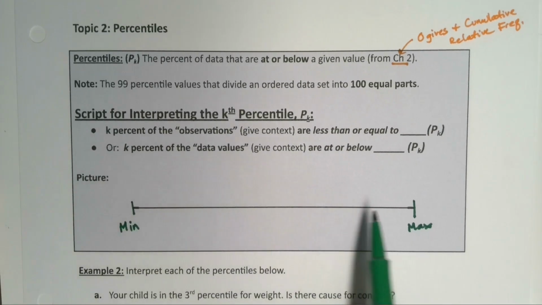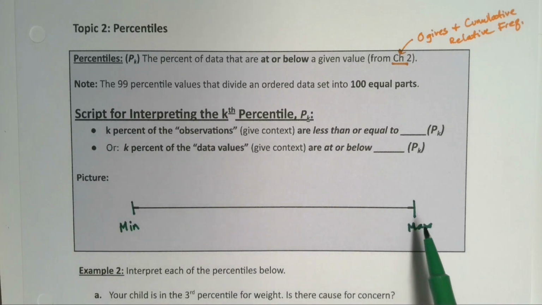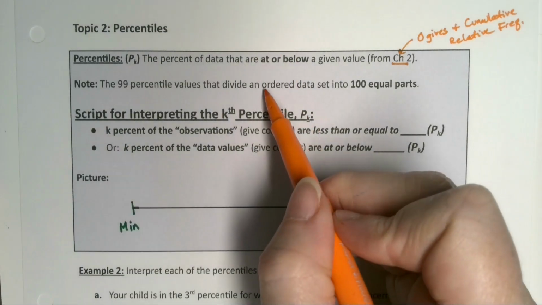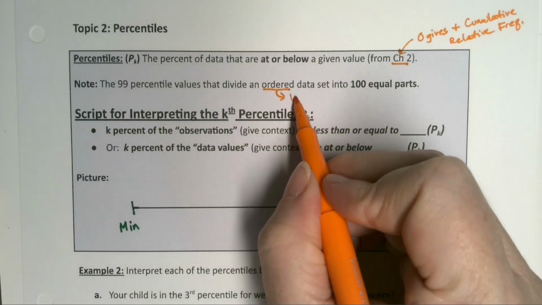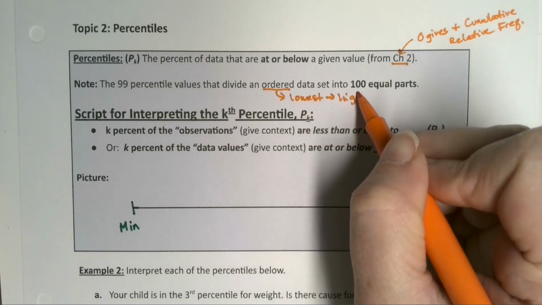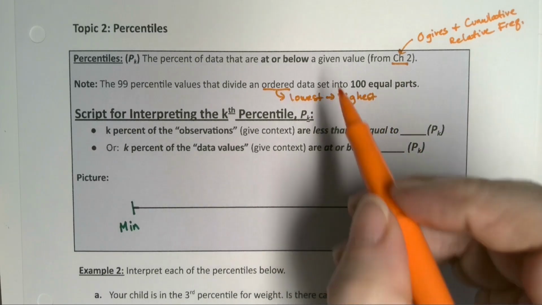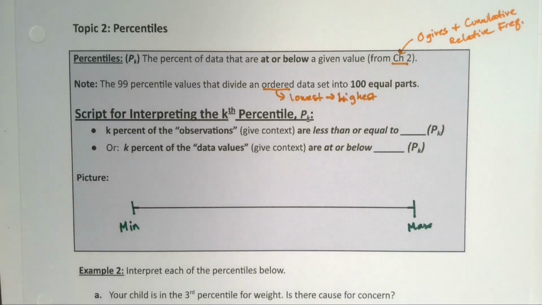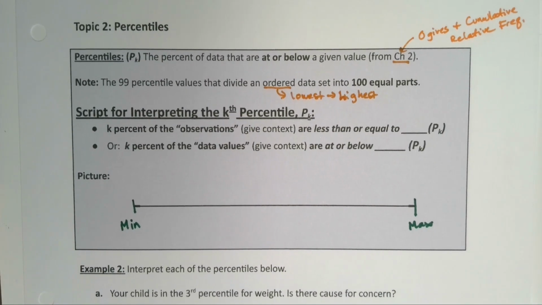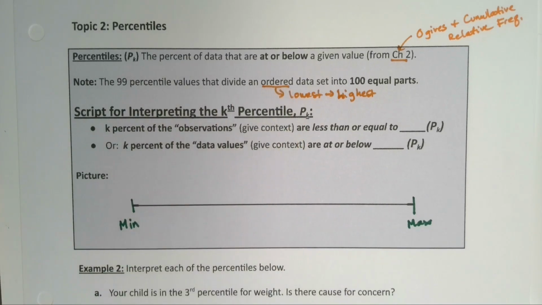Which I'm drawing down here. So we have a minimum over here on the left. That's the lowest value you ever have. And you have a maximum over here. So if you put your data set in order, going from lowest to highest, you can divide your data set up into 100 equal parts, where each part has a percent of the data set. There are 99 cutoff values that would divide your data into 100 equal parts.